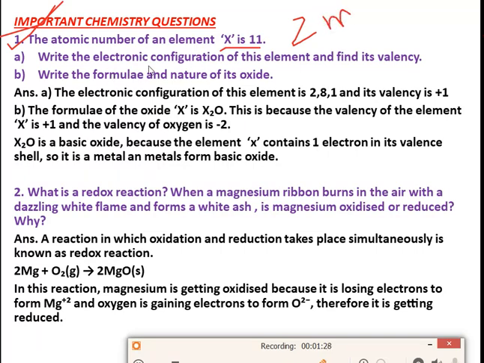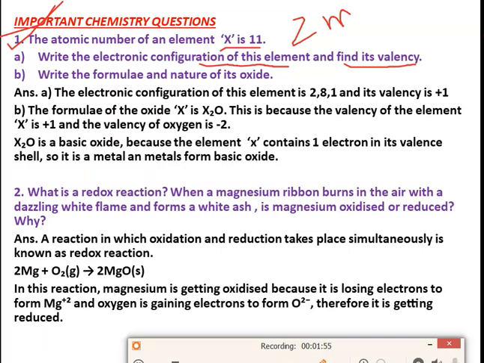The first question is: write the electronic configuration of the element and find its valency. Means we have to write the electronic configuration of the element X, and also we have to find the valency of the element. The second question, B part, is: write the formula and the nature of its oxide. Means when this element X combines with oxygen, it will form one oxide. We have to write the formula and tell its nature, whether it is acidic or basic. So let's start with A part of the question.